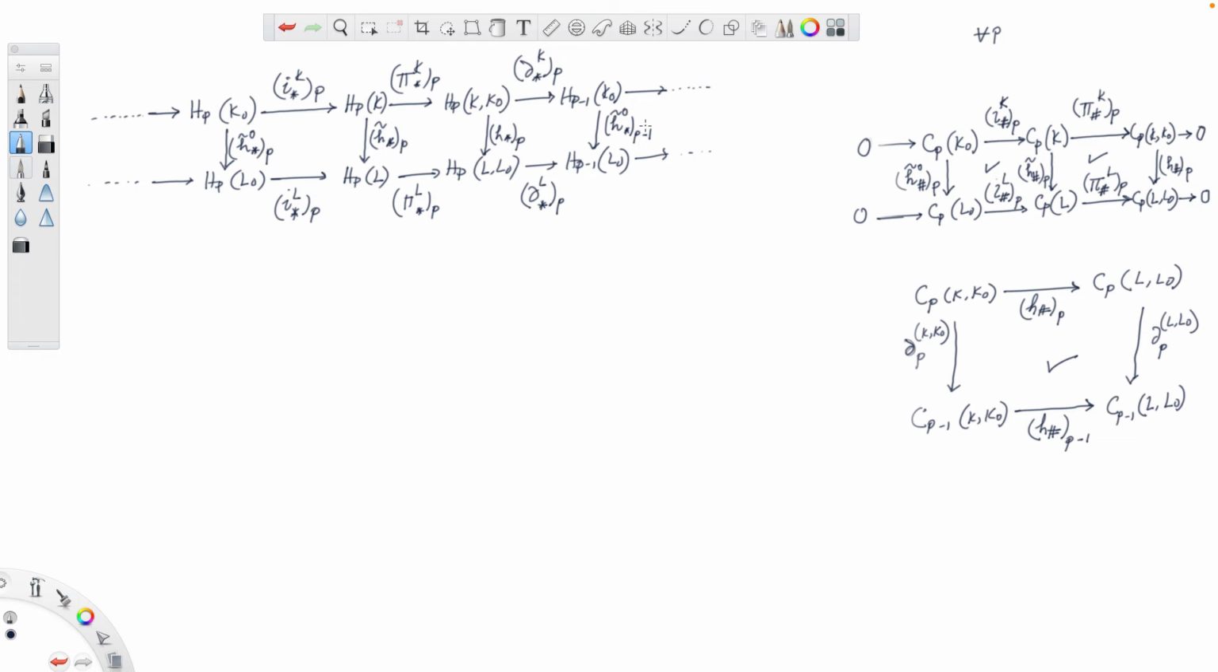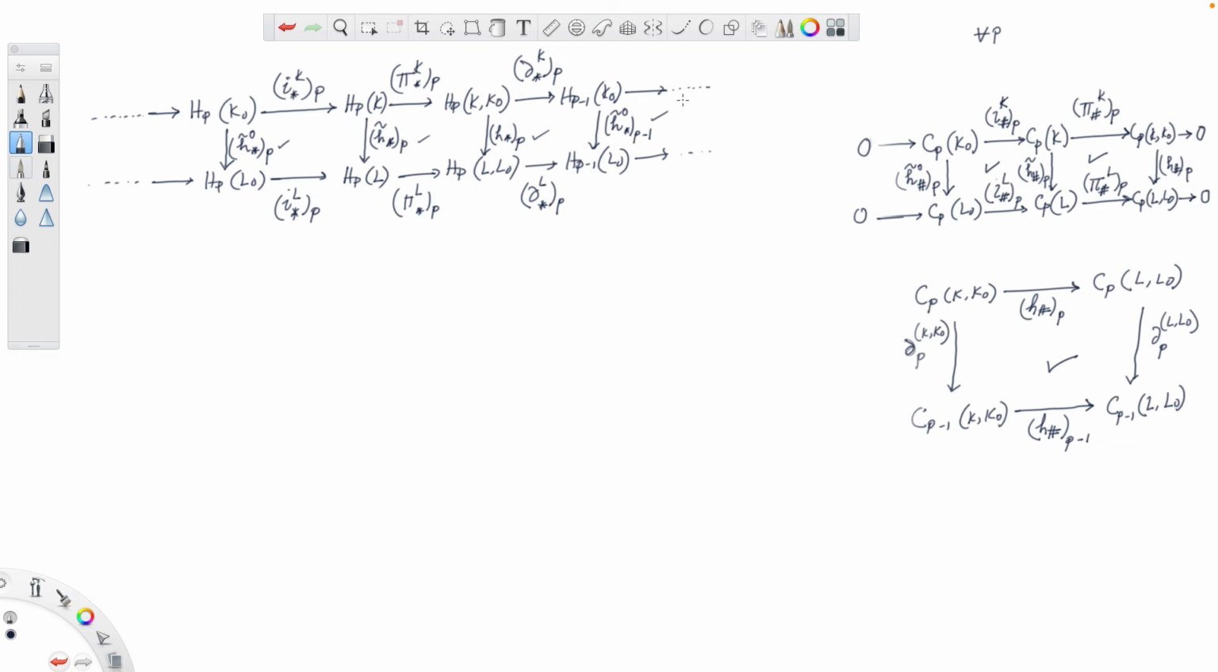Okay, so we have two long exact homology sequences, one corresponding to the complex K and the other corresponding to the simplicial complex L. These two long exact homology sequences talk to each other by means of this family of group homomorphisms. This is what we are supposed to prove for part A.